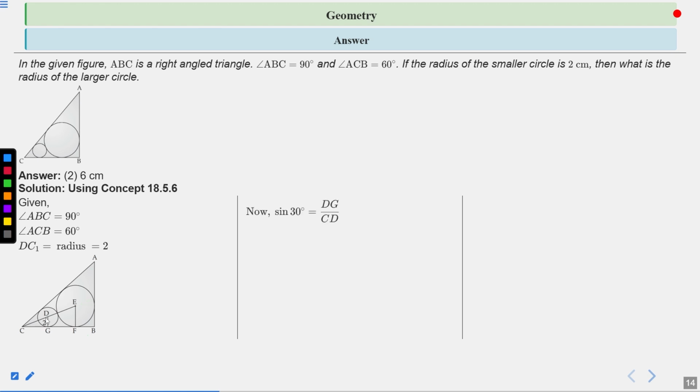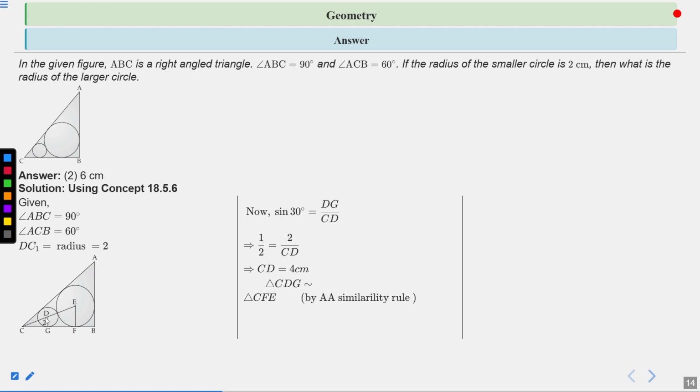Now we also have the angle. So sine 30 equals DG upon CD. We can write it. Now we know sine 30 is 1 by 2, and we have the length of DG, which is 2 centimeters. It is given, the radius of the smaller circle, upon CD. Now we can calculate the length of CD. So we get the length of CD, which is 4 centimeter.